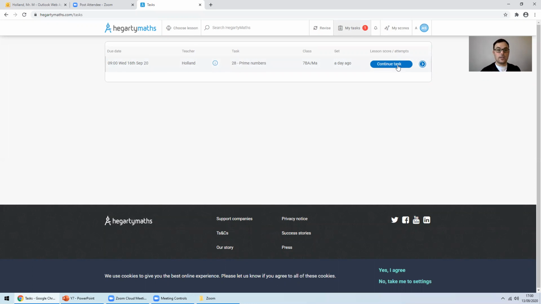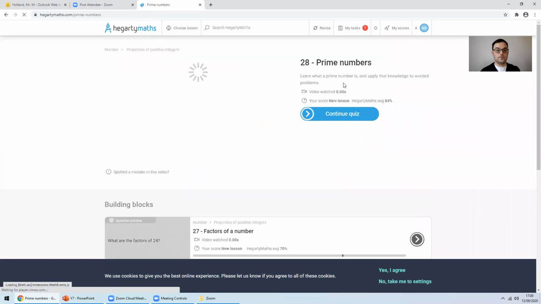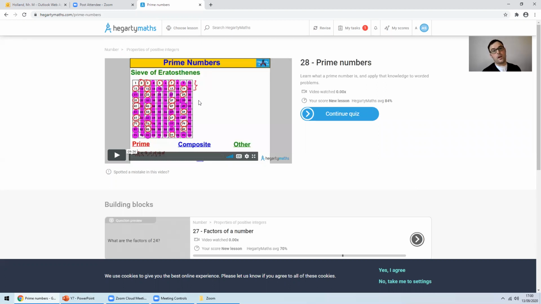And I'm going to click on continue task, or it would say start task, but I have already used this as an example in previous presentations. On the left-hand side here, when it loads, is a video on this particular topic. They'll never be any longer than 10 minutes. If a student is uncomfortable with what they've been asked to do, or they're unfamiliar with it, I should say, the video will explain it in very simple terms from start to finish.